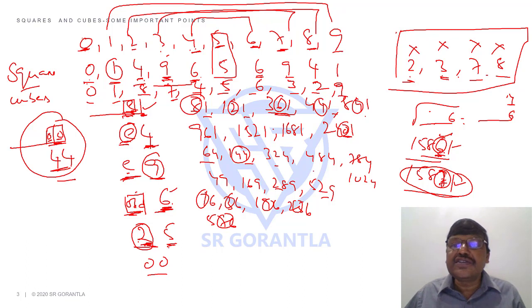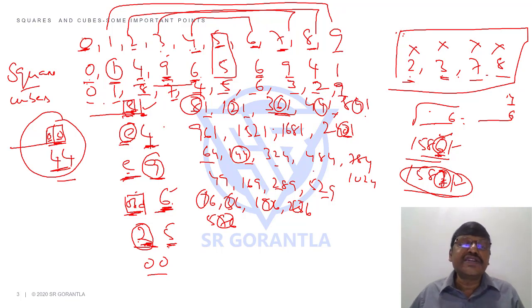So like you said in squares, students, if a number is ending with 2, 3, 7, 8, it's not a perfect square. Can I say something like that for cubes? No, a cube can end with any of these 10 digits. A square cannot end with 2, 3, 7, 8, but a cube can end with any of the 10 digits, right?